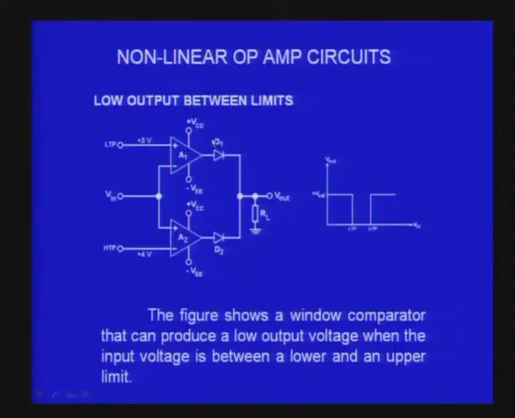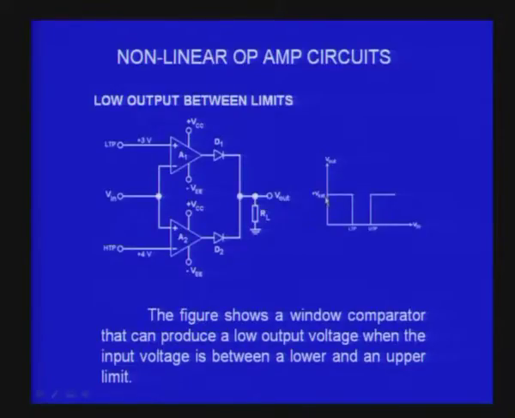So the output will be plus VCC, trying to go to plus VCC, because the plus input is larger than the minus input. So you would find when this becomes plus, the diode will conduct and you will get a high voltage at the output. So as long as the input voltage is less than 3 volts, the output will be high, and that is what is shown in this graph.